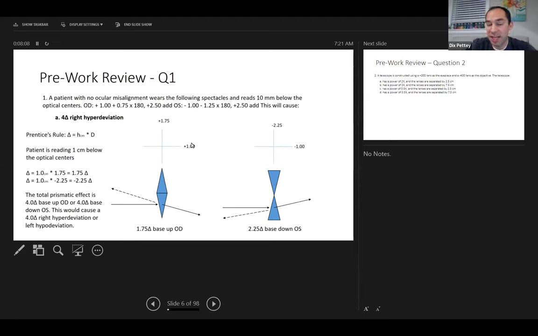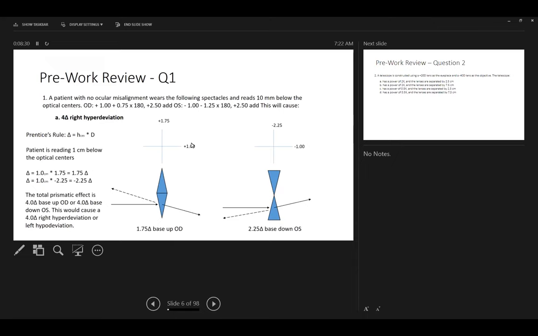If the add powers are the same, I would just ignore the add and then draw that power cross for both eyes, draw your little triangles, and within a pretty quick amount of time, you should be able to take the difference between the two and come up with an answer. Perfect. We'll do a few more of these Prentice rule problems as well, because they're high yield on the test, so I hear.